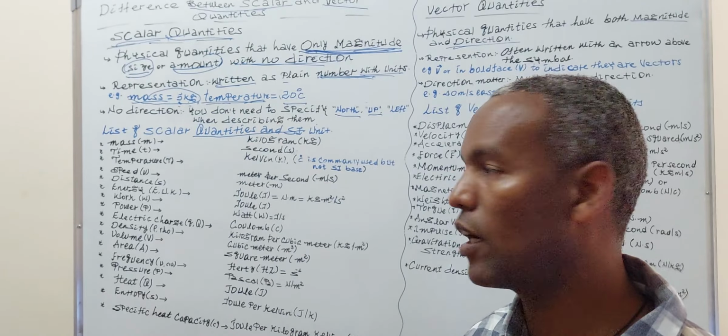The other scalar physical quantities are work, whose SI unit is joule, and power, whose SI unit is watt, which we can also express using joule per second. Other scalar physical quantities are electric charge, which we can express with a small q, uppercase or lowercase.